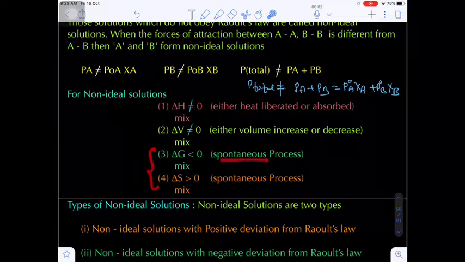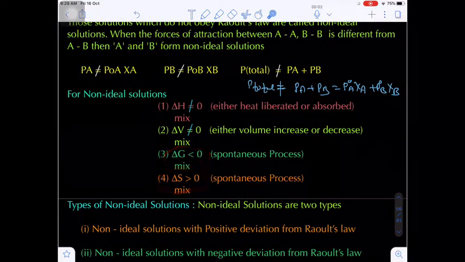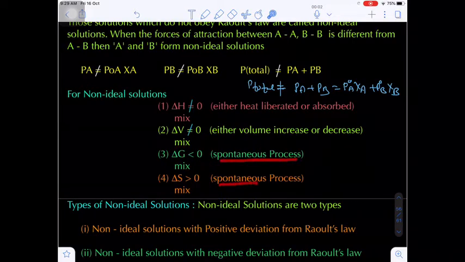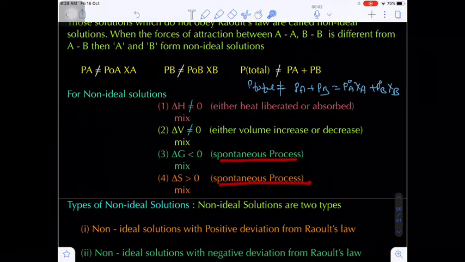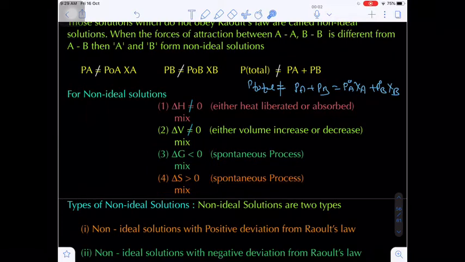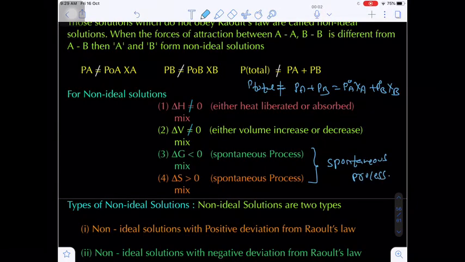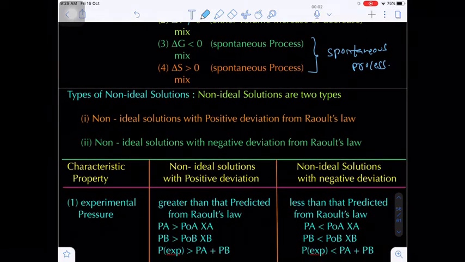And the last two conditions are about the spontaneous process. These conditions are always the same for both ideal as well as non-ideal solutions, because the formation of a solution is a spontaneous phenomenon. Whether it is ideal or non-ideal, the change in Gibbs energy will be negative and the change in entropy after mixing of two liquid components will be positive. So this is regarding the spontaneous process. This is valid for both ideal as well as non-ideal solutions.